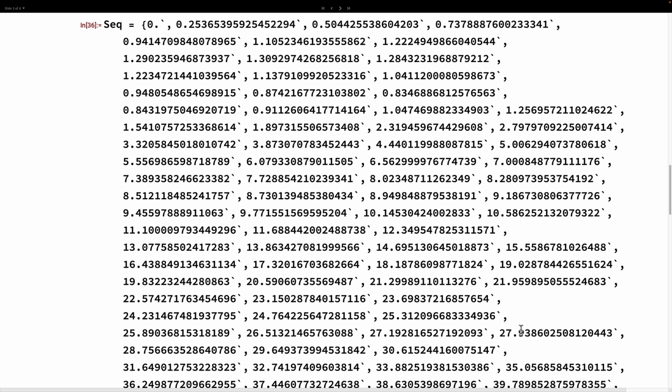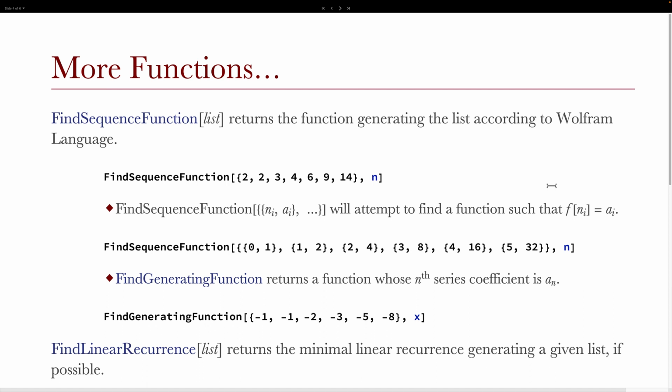Now this is really cool to me because taking this sequence and trying to find a function for it by hand is really difficult. However, using the Wolfram language, we can find a solution while still doing most of the mental work ourselves. Moving on, we have some more functions within the Wolfram language that can help with sequence recognition.